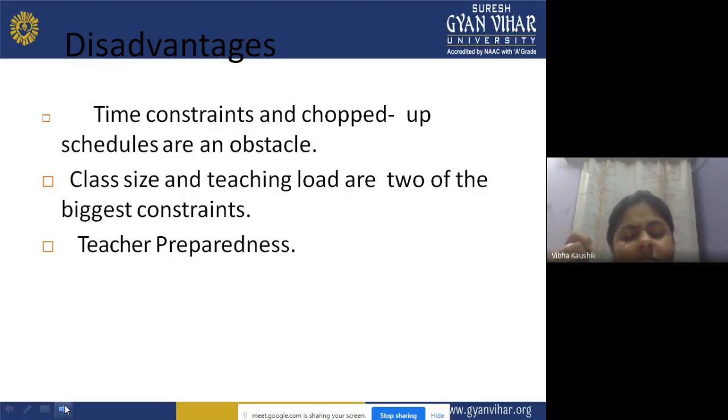Teacher preparedness: whether teachers are prepared for individualized instruction, or they think that group instruction is the best way to teach the students. So sometimes teachers are not ready to give individualized instruction to the students.